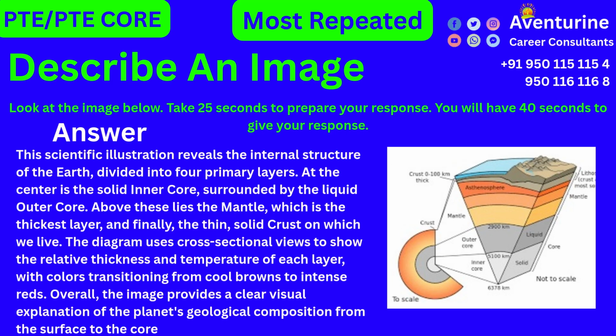This scientific illustration reveals the internal structure of the Earth, divided into 4 primary layers. At the center is the solid inner core, surrounded by the liquid outer core. Above these lies the mantle, which is the thickest layer, and finally, the thin, solid crust on which we live. The diagram uses cross-sectional views to show the relative thickness and temperature of each layer, with colors transitioning from cool browns to intense reds. Overall, the image provides a clear visual explanation of the planet's geological composition from the surface to the core.